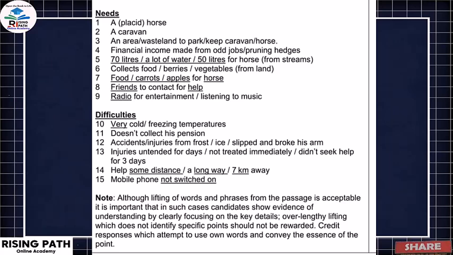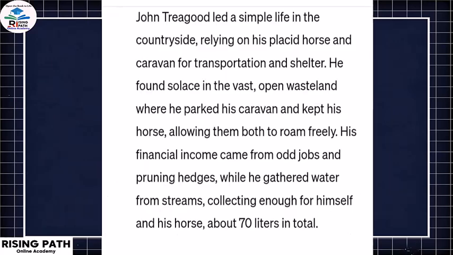Once we have written the needs and difficulties, our notes are ready. So now we are prepared to write the final summary. So here is the sample summary. John Treegood led a simple life in the countryside, relying on his placid horse and caravan for transportation and shelter. He found solace in the vast open wasteland where he parked his caravan and kept his horse, allowing them both to roam freely. His financial income came from odd jobs and pruning hedges, while he gathered water from streams, collecting enough for himself and his horse.